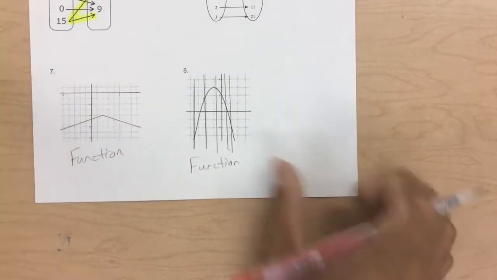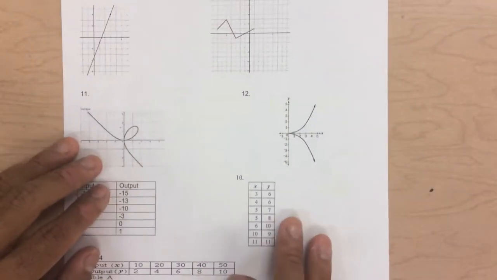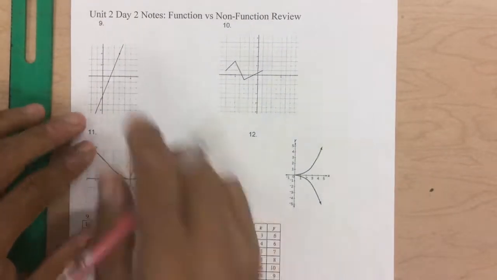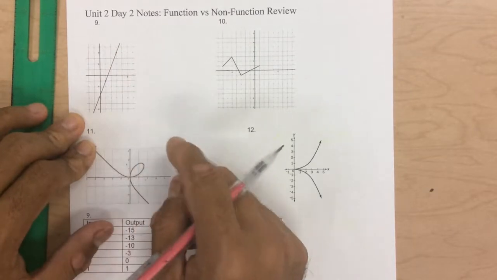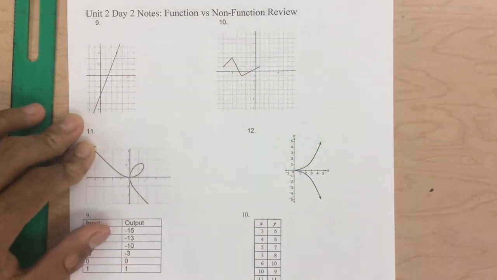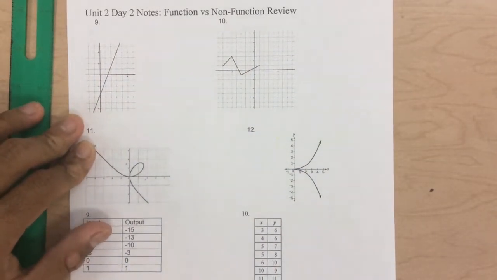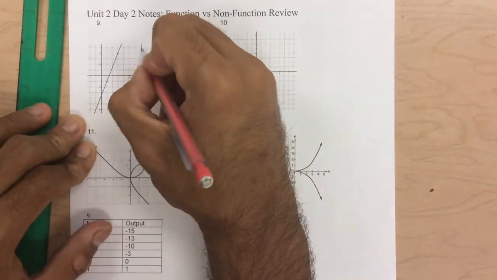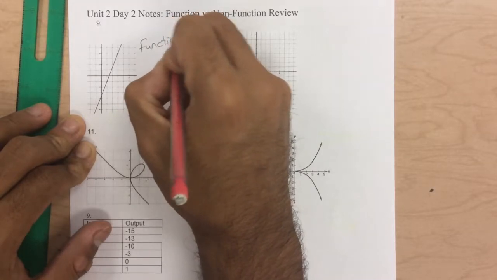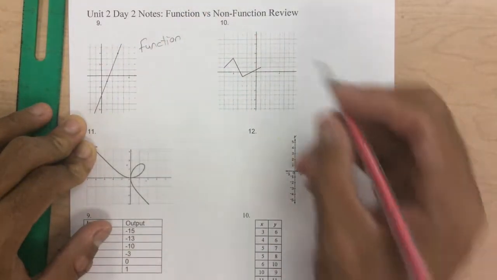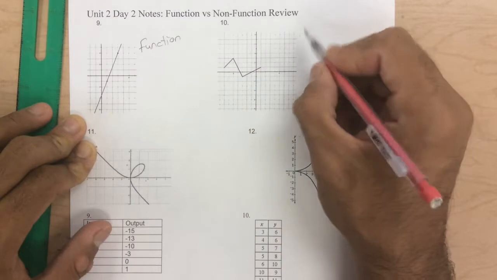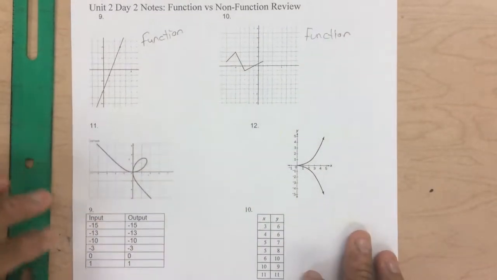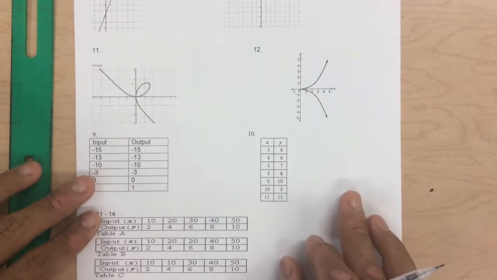Okay? Now let's flip to the next page. Same idea here. What I want you to do is take a moment, pause the video, and do number 9 and number 10 by yourself. Okay? Number 9, the answer is a function because it only touches once with the ruler. Same thing for number 10. It's also a function.